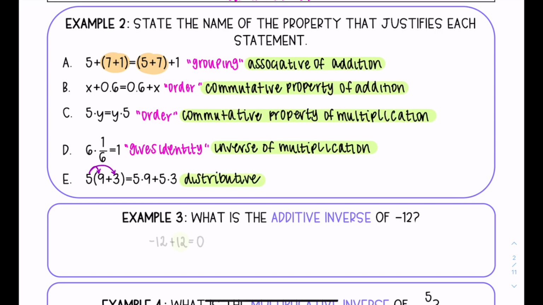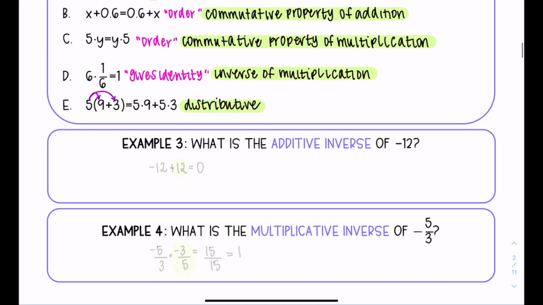And for the last two examples, we're going to talk about inverses. So remember that the goal of the inverse is to give me the identity. So when we talk about the additive inverse, we want to get to 0. So what can I add to negative 12 to get to 0? Well, negative 12 plus 12 would give me 0. And so 12 is the additive inverse of negative 12.